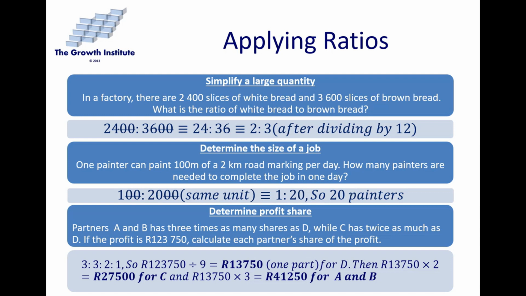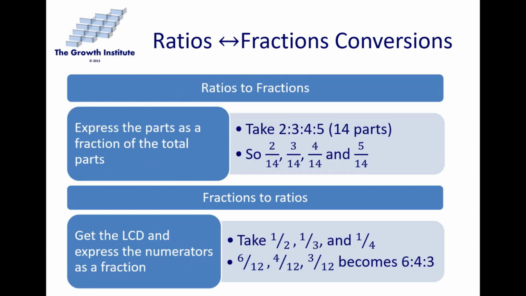We also know that C gets twice as much as D. So C gets 27,500 Rand. And we know that both A and B get 3 times as much as D. So we can multiply that 13,750 with 3. And then we see that partners A and B each get 41,250. Okay. Please, guys, common question in the exam, this one. So make sure that you know how to do that.